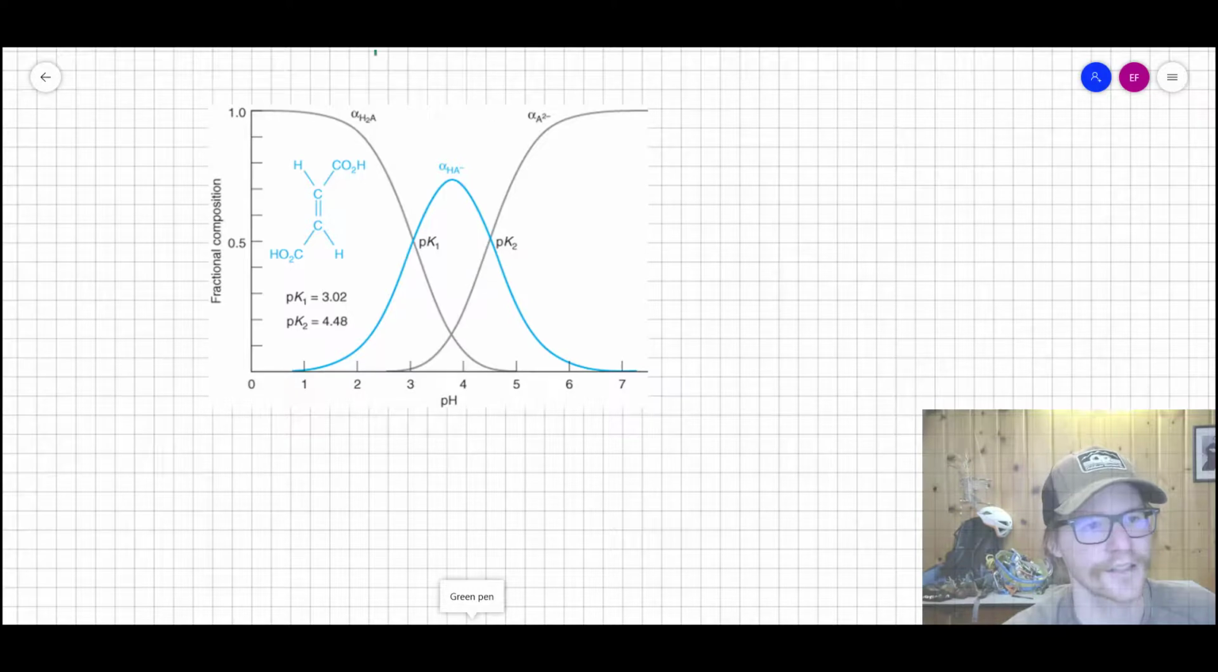This is just H2A, so the fraction that exists of that species as a function of pH. And this is a diprotic acid, so this isn't H3A like we just talked about. This is H2A, and what we see is at infinitely low pHs, we have 100% of the fully protonated H2A. That's where alpha H2A is at 1, and that's this curve here.